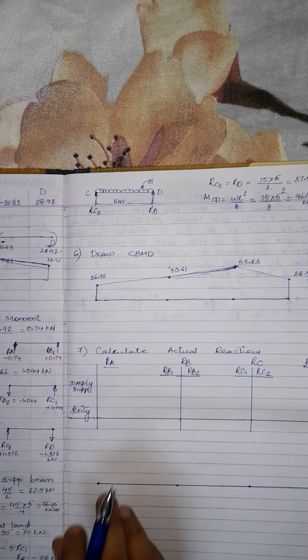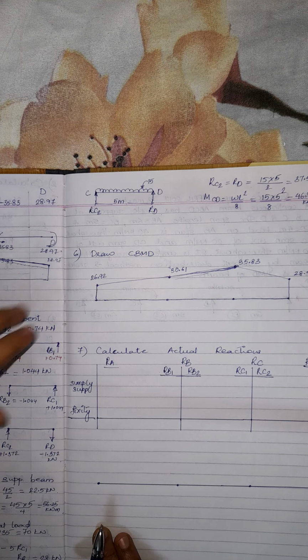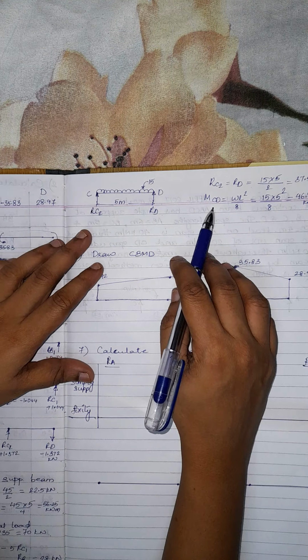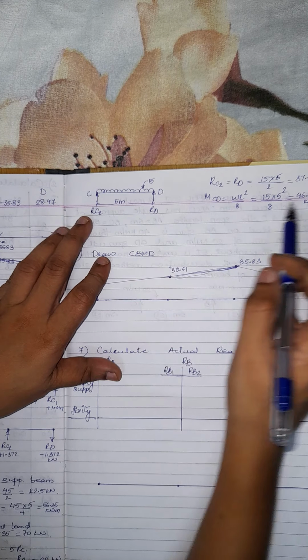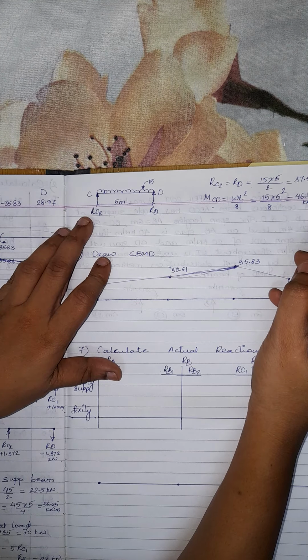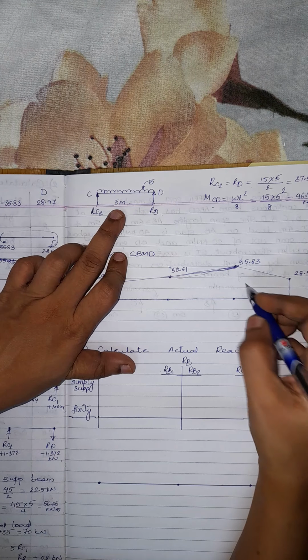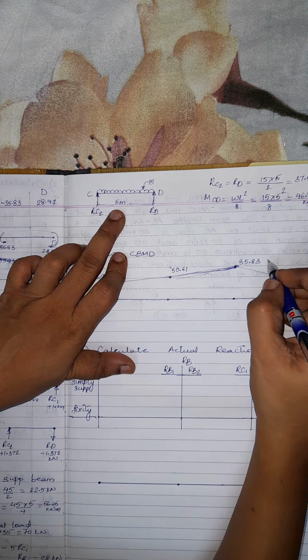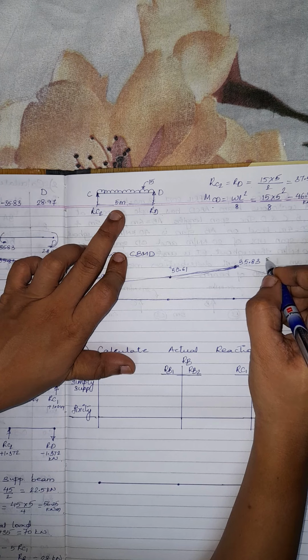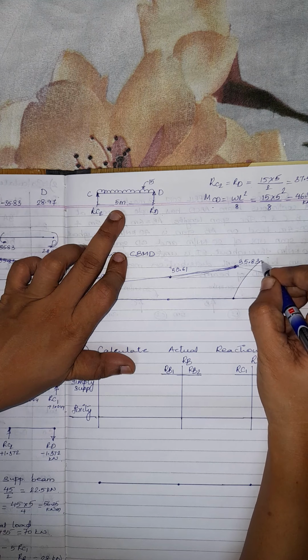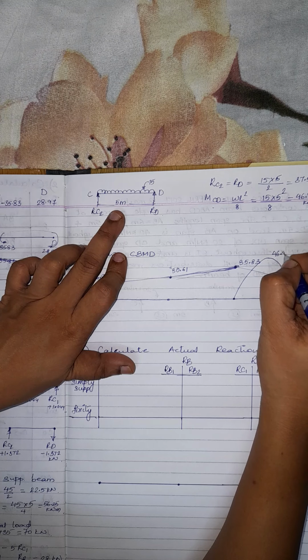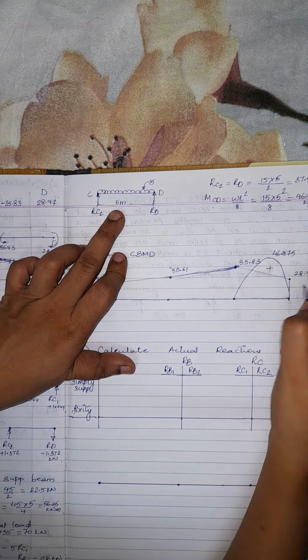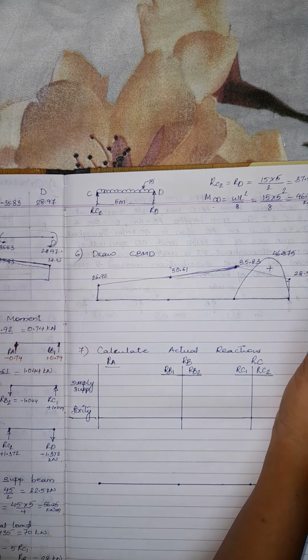Okay, and then whatever moments, now this MCD, the sagging moment here for the last span is 46.875. Since this is UDL, we have to draw a parabola. 46 means somewhere here it will come. So let me draw a nice parabola here. 46.875, this will be plus, this part will be minus, this is the hogging part.